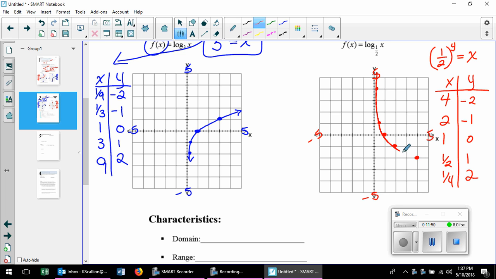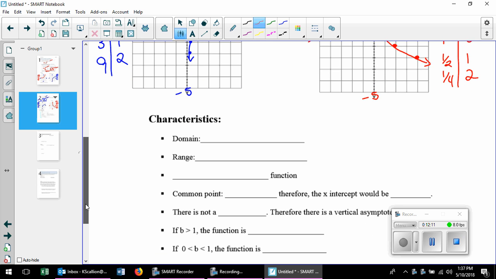What kind of function is this? Increasing or decreasing? Decreasing. As the x values are getting bigger, my y values are getting smaller. So it's a decreasing function. That's pretty exciting. Okay, so we need a range of a logarithmic graph. What's the domain? What's the range?